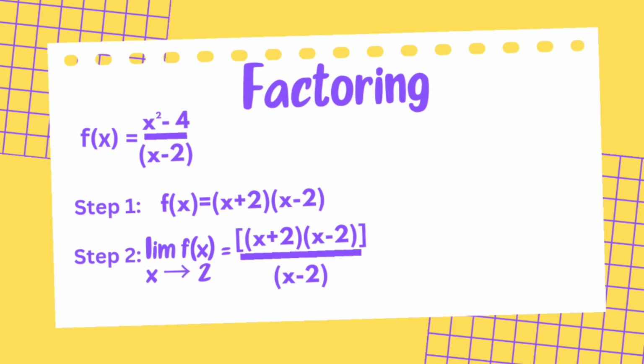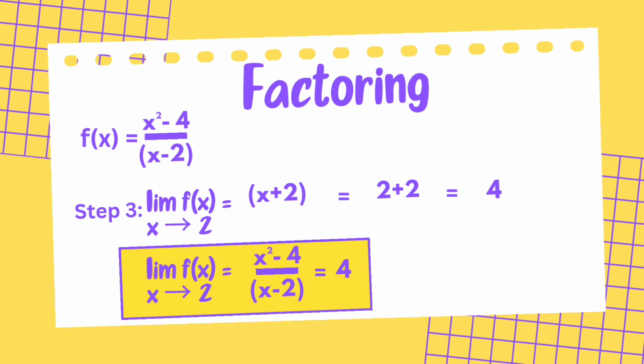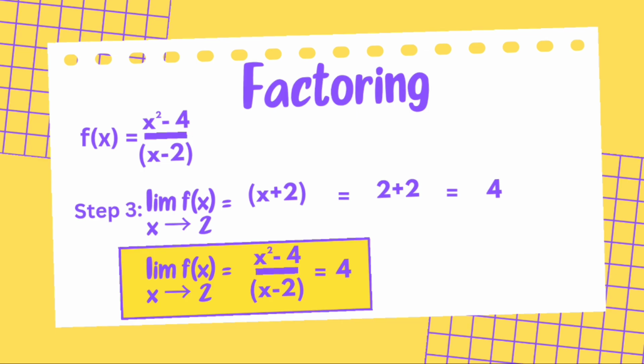Since there's both x minus 2 on the numerator and denominator, we can cancel that out, leaving us with x plus 2. Now that we canceled it, we can directly substitute the 2 for x. So we now have 2 plus 2 is equal to 4. Therefore, the limit of the function x squared minus 4 over x minus 2 as x approaches 2 is equal to 4.